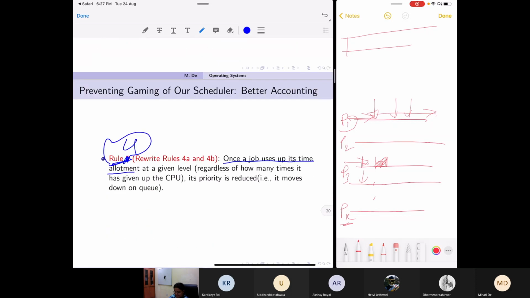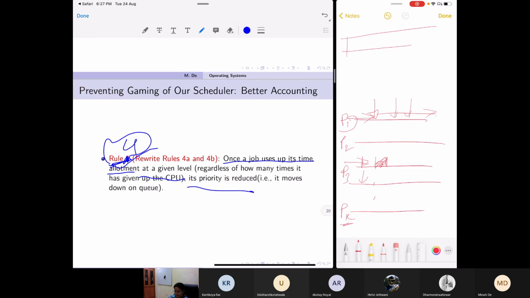So that's the thing. Basically, we modified rule 4A and 4B, and the modified rule 4 is something like this: once a job uses up its total time allotment at a given level, regardless of how many times it has used it, its priority is reduced. It is moved to the next queue down.